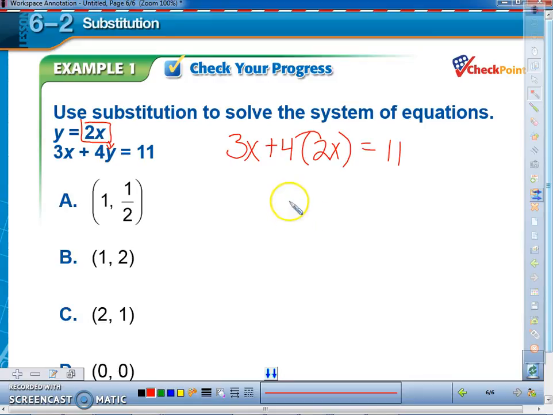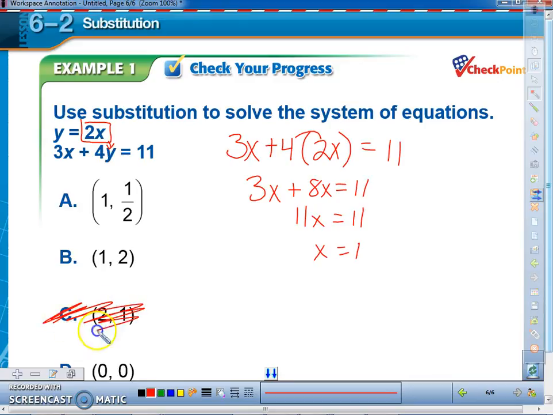So we need to distribute that out and we get 3x plus 8x equals 11. 11x equals 11, so x equals 1. Now guys, from what we were talking about going over our test, once you get that, go back to your answer choices if it's multiple choice and just work smarter and not harder. C cannot be the answer because x is not 1. D cannot be the answer.